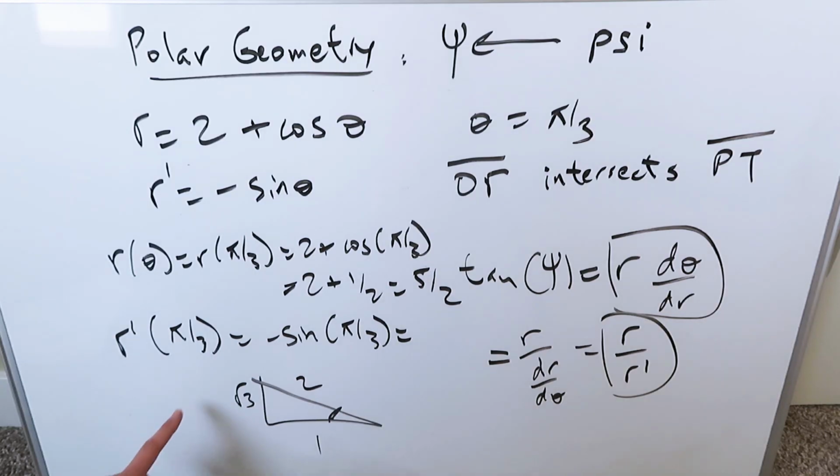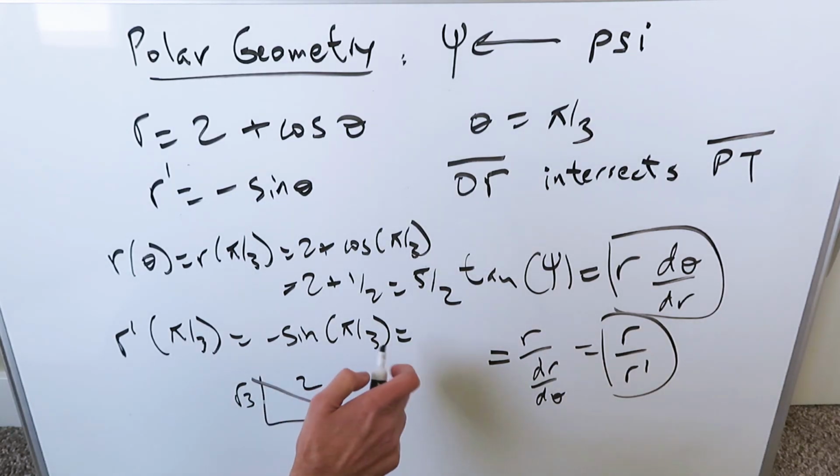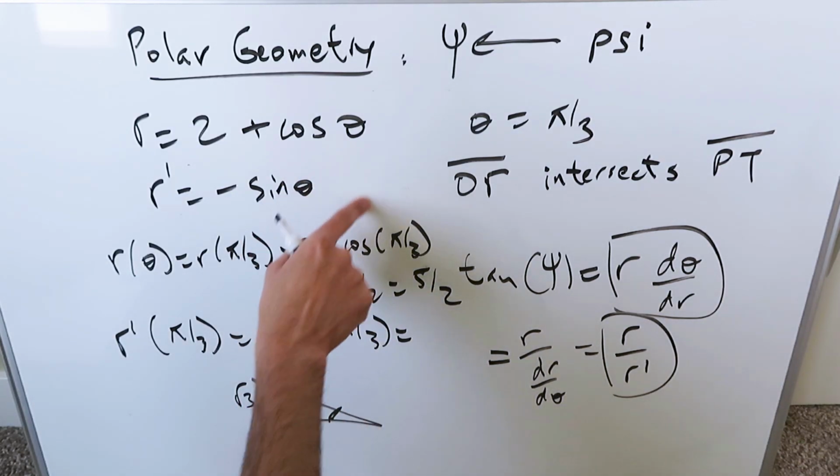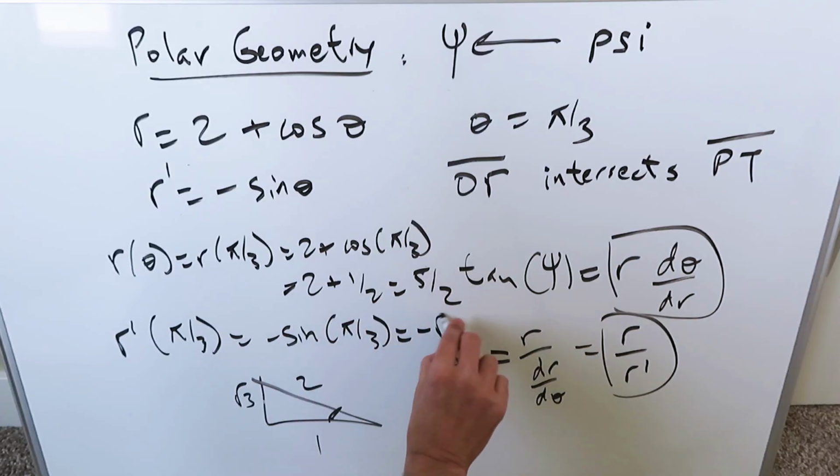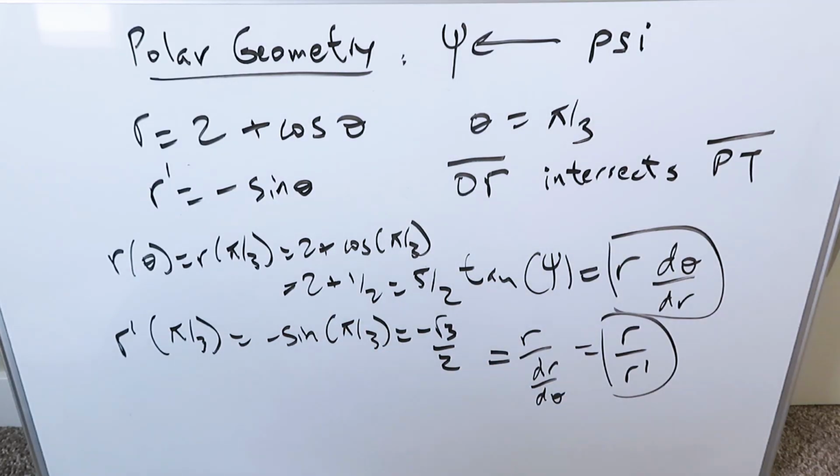Here's a 2 and 1. You're looking at a sine is root 3 over 2, but it'll be a minus root 3 over 2 because the derivative brought in a minus root 3 over 2. We have everything we need to complete this.